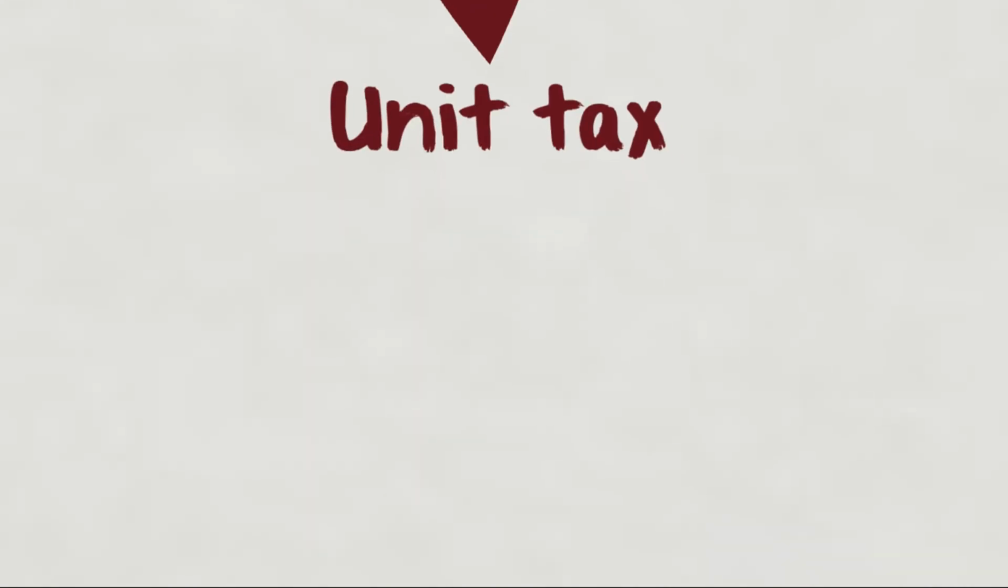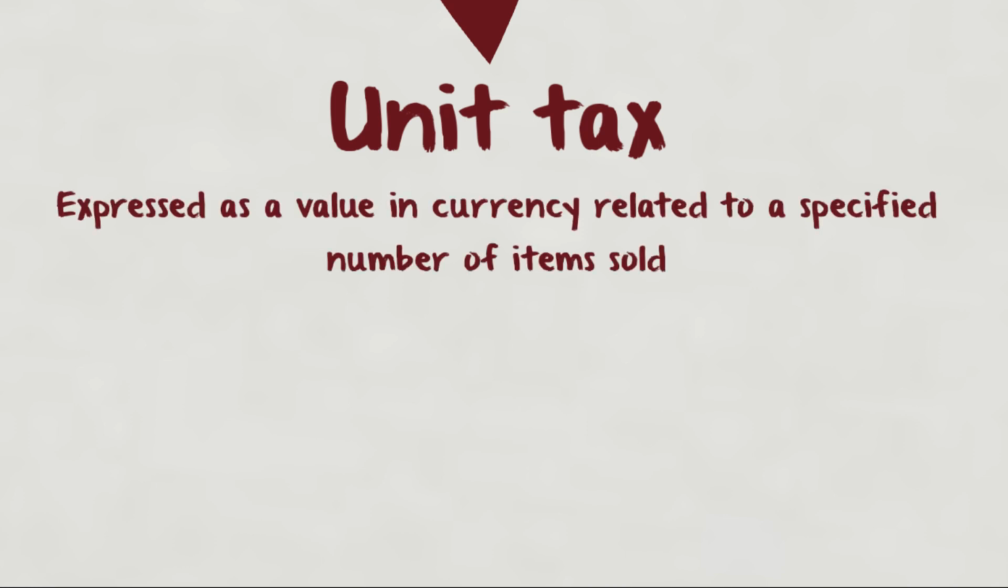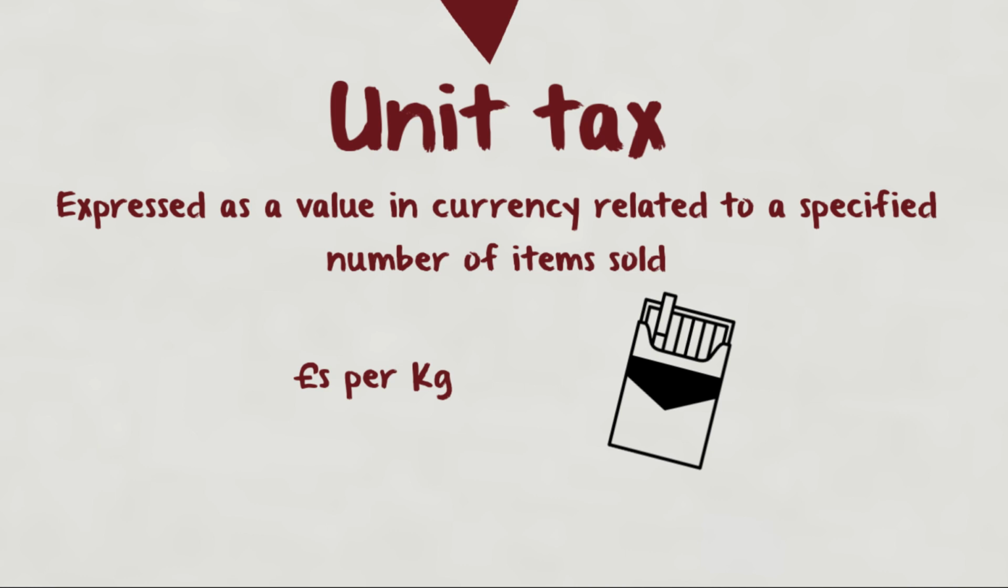Let's move on now to looking at unit tax. A unit tax is a tax expressed as a value in currency related to a specified number of items sold, or it might be for the weight of an item. For example, you might pay for some of your supermarket shopping in pounds per kilogram. Or another example is that you might have a tax on a specific packet of cigarettes.